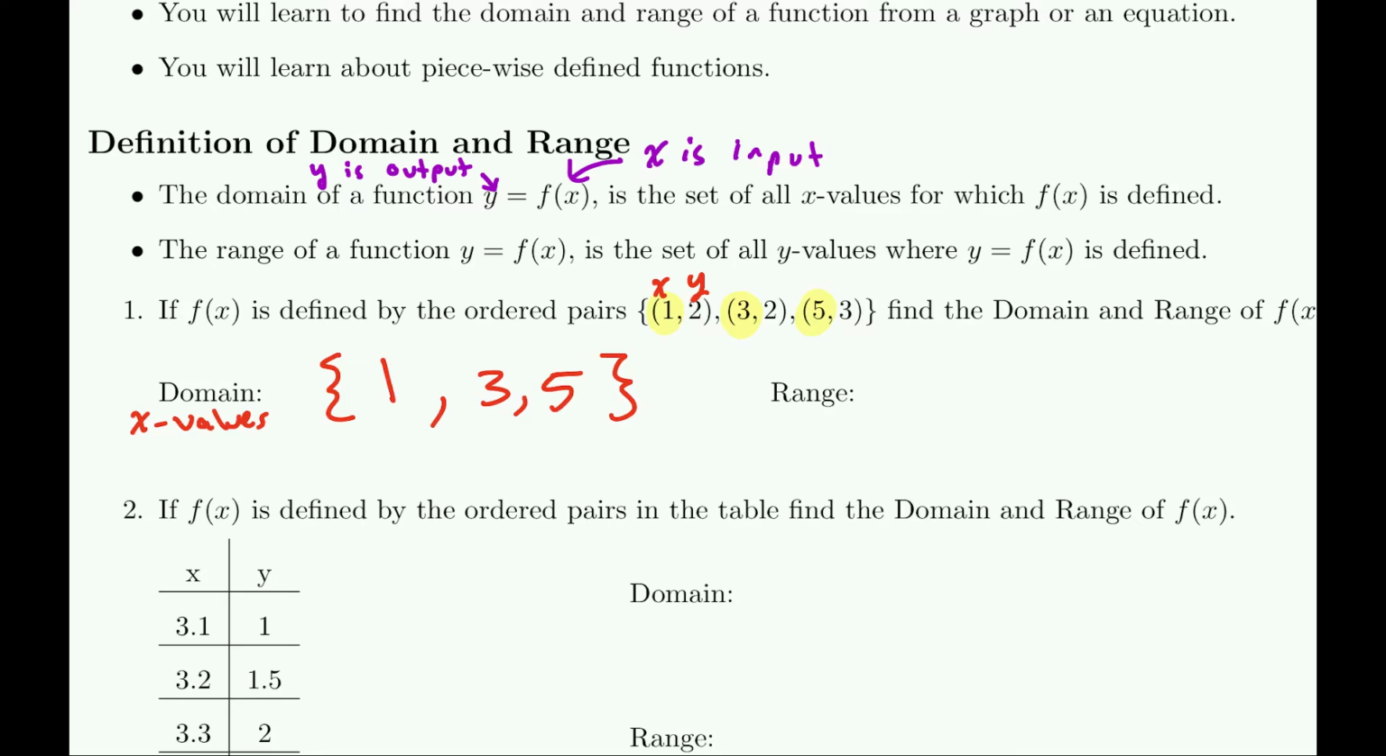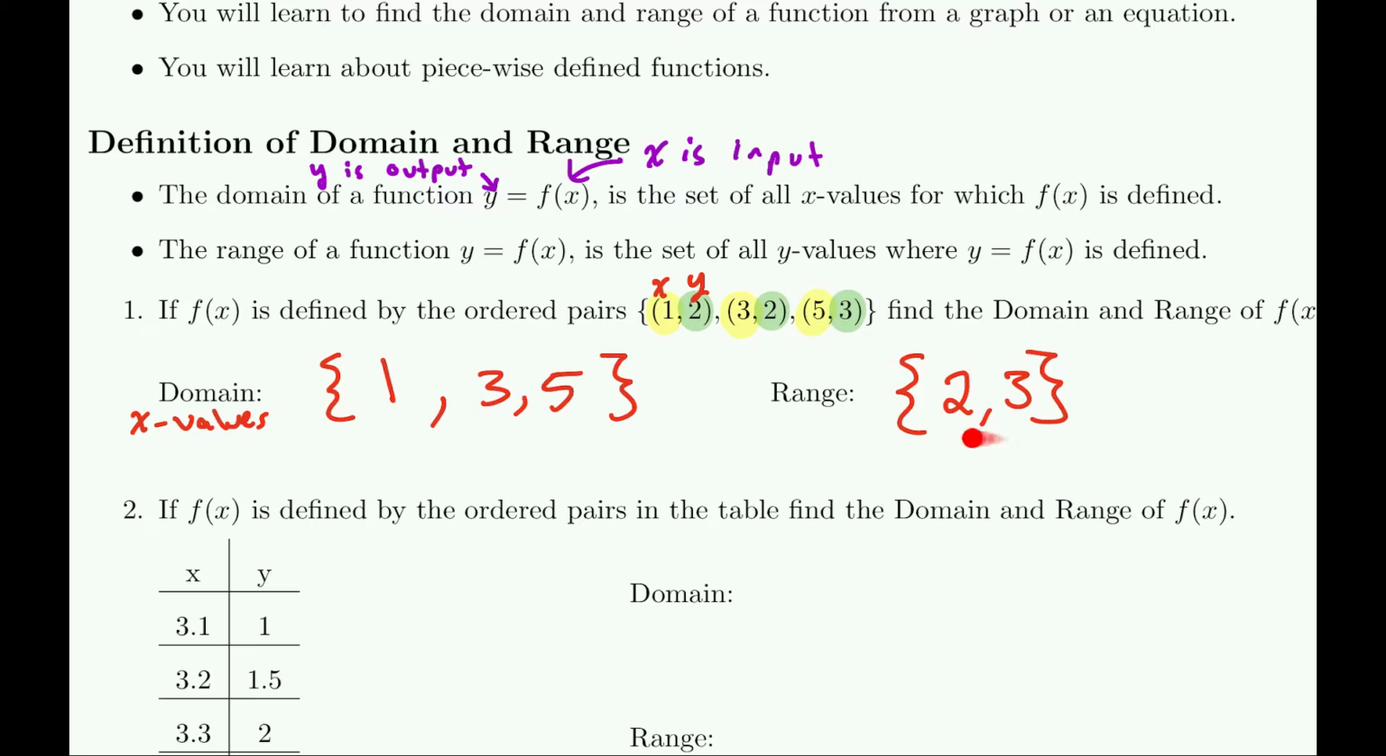Now your y values are going to be the range. Our y values are 2, 2, and 3. Notice that we've got 2 listed twice here. A set doesn't need to list the same thing twice. It's just a list of all of the things. So when you list the range here, you don't say 2, 2, 3, because that set is actually the same thing as just 2, 3. You don't need to repeat anything. That's the point. So even though it's 2, 2, 3, you just list that as 2 comma 3.